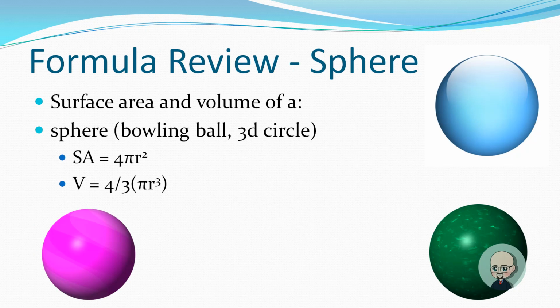The first one we're going to review is a sphere. A sphere is like a bowling ball. It's a circle in 3 dimensions. The surface area and volume of a sphere, it's a bowling ball or 3D circle, the surface area is 4 pi r squared. The volume is 4/3 times pi r cubed. Okay, and the radius is the same as on a circle. You go right to the center, and it's a line that goes outward.